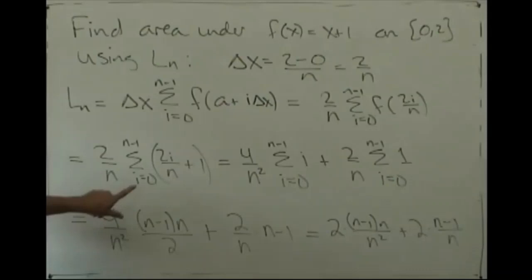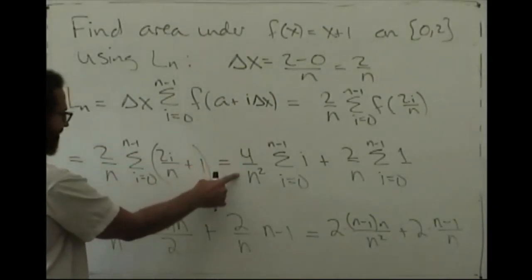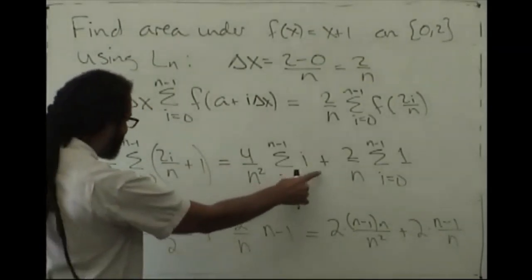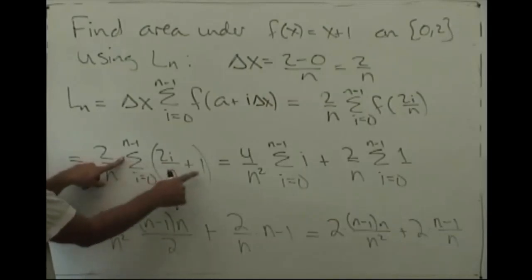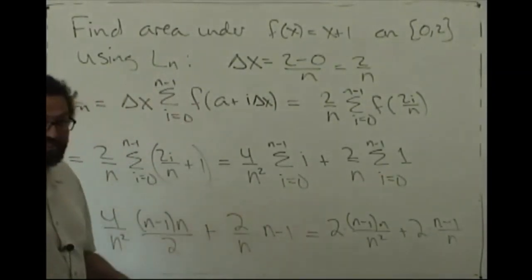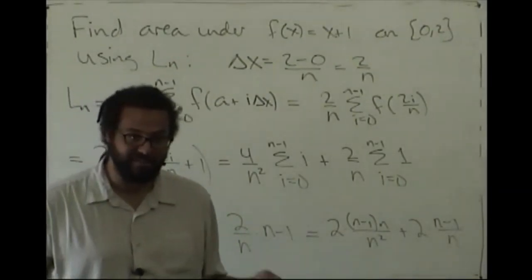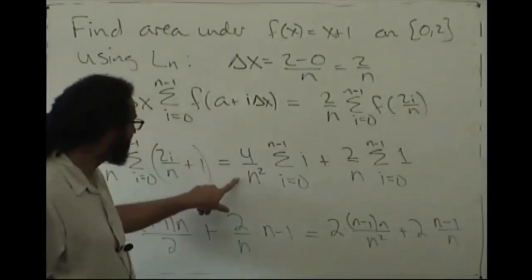Now, sums, or the sigma notation, are linear. So it goes through constant multiples and sums. So I can factor the 2 over n out, and here I get 4 over n squared. And then in the second sum, I just get 2 over n times the sum of 1. So that's how I got from here to here. Again, that's just the linearity of the sigma notation, a theorem from a couple videos back.